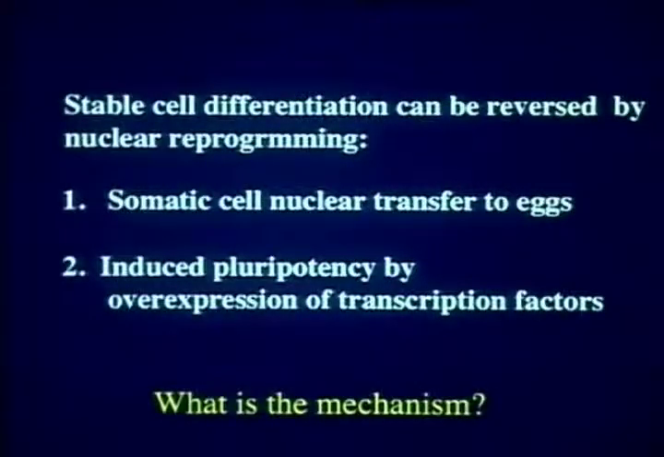Now, this stable cell differentiation can be reversed by somatic cell nuclear transfer or by induced pluripotency, by overexpressing transcription factors. And the major question now is what is the mechanism of this reversal? And I will be talking about the nuclear transfer aspect of that, largely because the process is relatively efficient, and so it becomes feasible to try and analyze the mechanism of this reversal of the stable state.